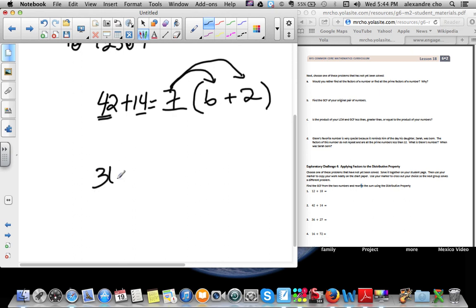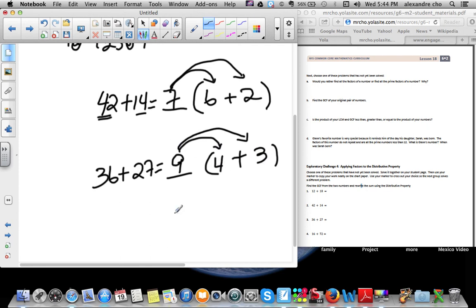And then we have 36 and 27. Okay, you find the GCF. You can do it whatever method you choose. Once you find it, I want you to put that number here. So 36 and 27, the GCF would be 9. It's the greatest number that can go into 36 and 27. So 9 times what's 36? Times 4. 9 times what's 27? Times 3. Okay, so 9 times parentheses 4 plus 3 is the same thing as 36 plus 27.